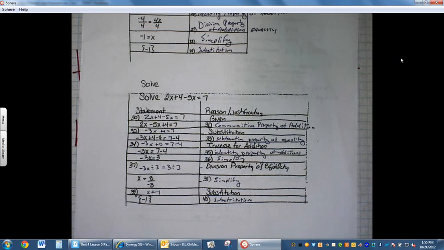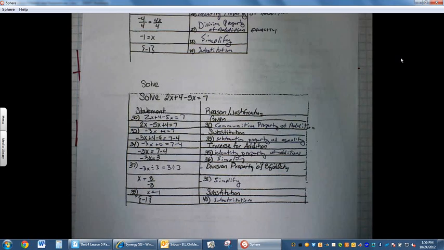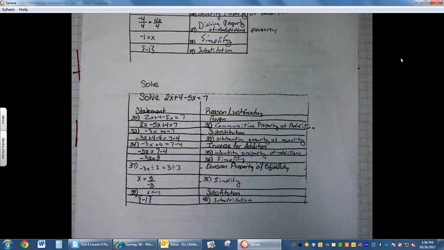So the third row is negative 3x plus 4. I then get negative 3x plus 0 equals 7 minus 4, which is the inverse property of addition. The reason I can go from negative 3x plus 4 to just negative 3x is using the identity property of addition. 7 minus 4 is just simplification.